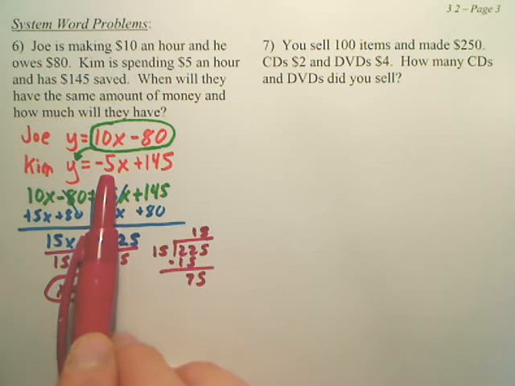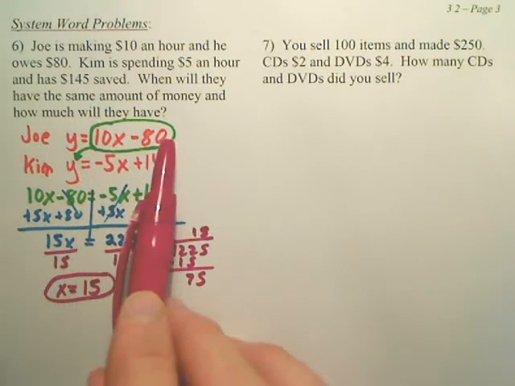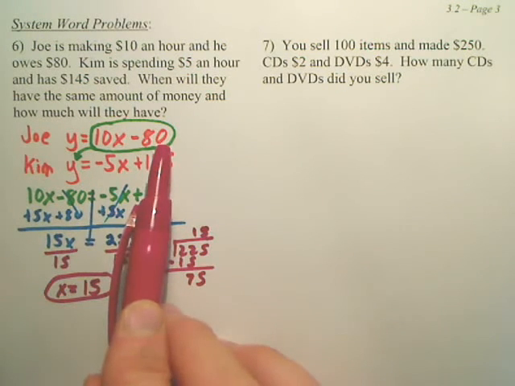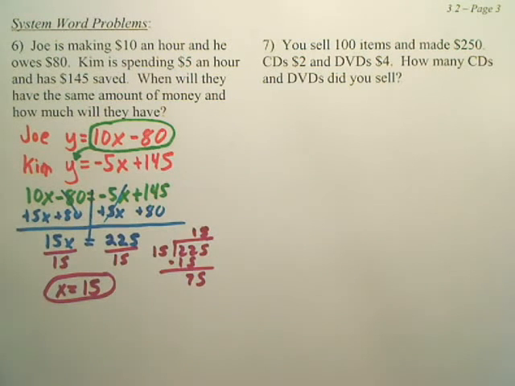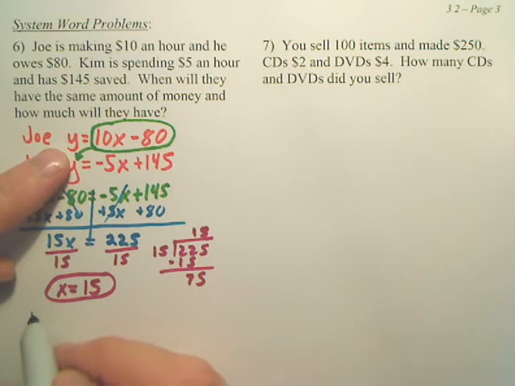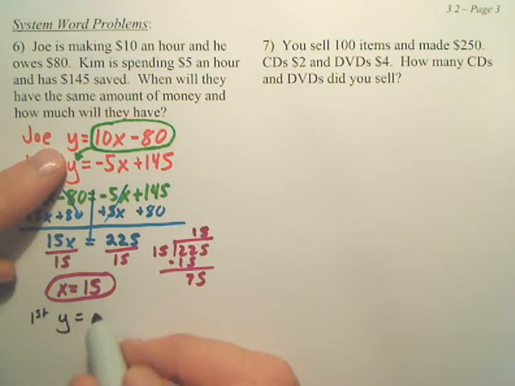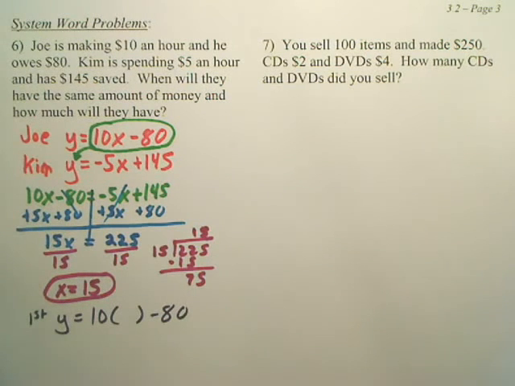Again, if Kim keeps spending money at 5 bucks an hour, and if he keeps making 10 bucks an hour, even though he's in debt to begin with, once he pays off his debt, in 15 hours they will have the same amount of money. How much money is it? Does it matter which of the two equations I plug into? No. I'm going to do the first equation, and I'm just going to take that 15 and plug it in for x.